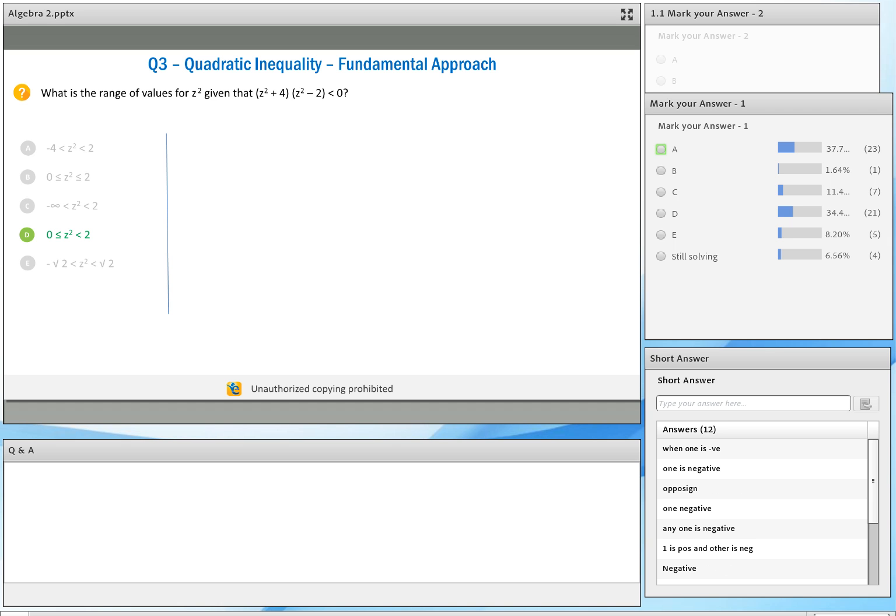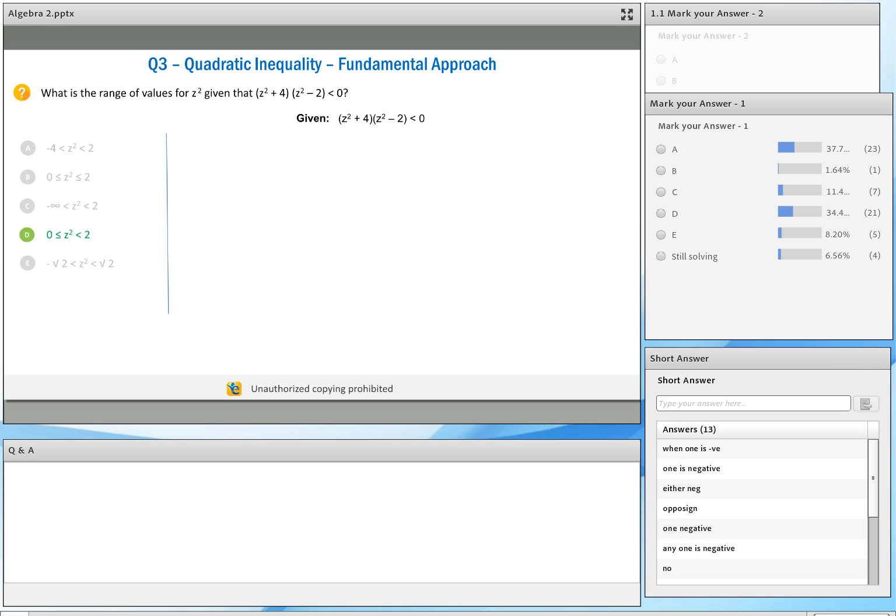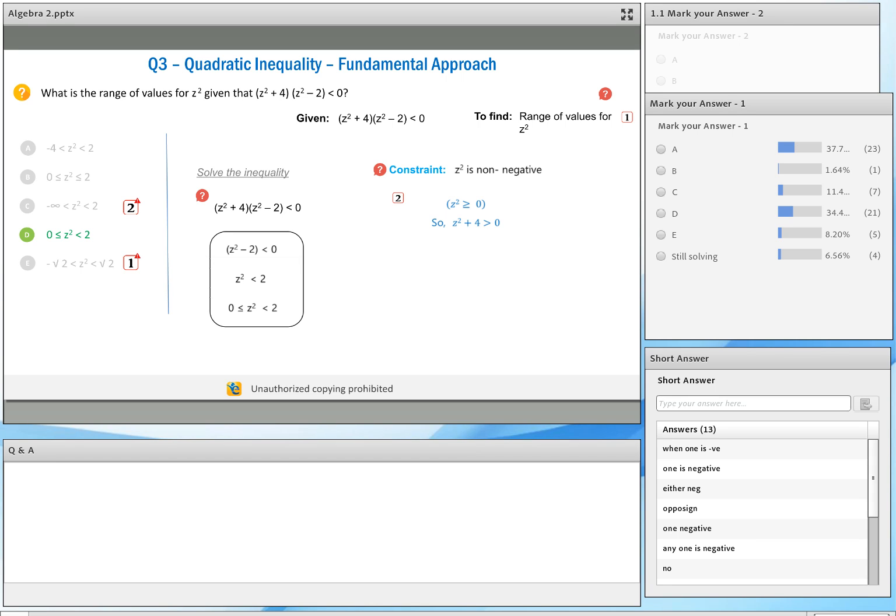Now in this case, can z square plus 4 ever be negative? No. So the only number that can be negative in this case is z square minus 2. Right? So the only number that can be negative is z square minus 2, which means z square is less than 2, which means z square being greater than or equal to 0 and less than 2 is the correct answer. Choice D is the correct answer.